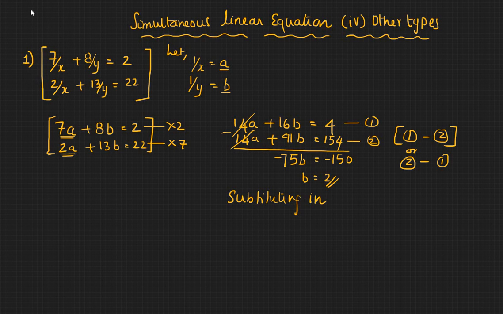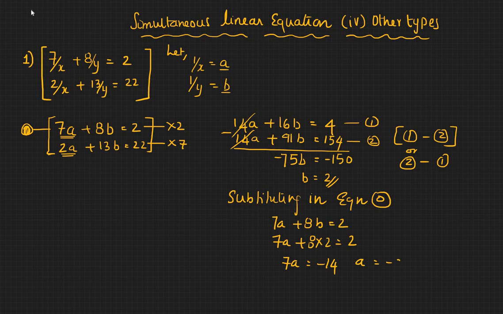And substituting in equation 1, we already have 1 there, so let's say this is equation 0, right? You have 7a plus 8b is 2, or 7a plus 8 into 2 is 2, or 7a equal to minus 14, or a equal to minus 2, right? So once you have this, then you can find out the value of x and y.